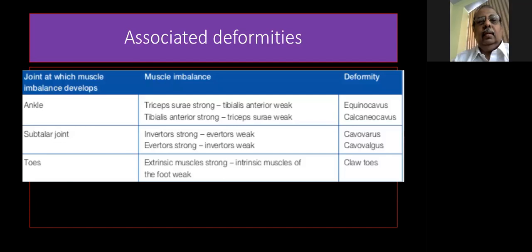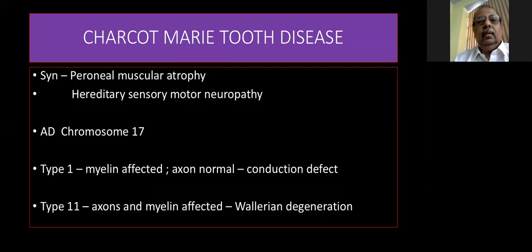So the associated deformities, this I have already explained. The triceps surae is strong, the tibialis anterior weak, you get equinocavus. Tibialis anterior strong, triceps surae weak, you get the calcaneocavus. Subtalar joint inverters are strong, the everters are weak, you get cavovarus. Everters are strong, inverters are weak, you get cavovalgus. And in the toes, you get clawing of the toes when there is intrinsic muscle paralysis.